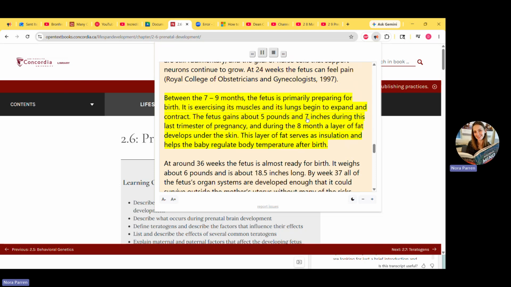Between the 7 to 9 months, the fetus is primarily preparing for birth. It is exercising its muscles and its lungs begin to expand and contract. The fetus gains about 5 pounds and 7 inches during this last trimester of pregnancy, and during the 8th month a layer of fat develops under the skin. This layer of fat serves as insulation and helps the baby regulate body temperature after birth.